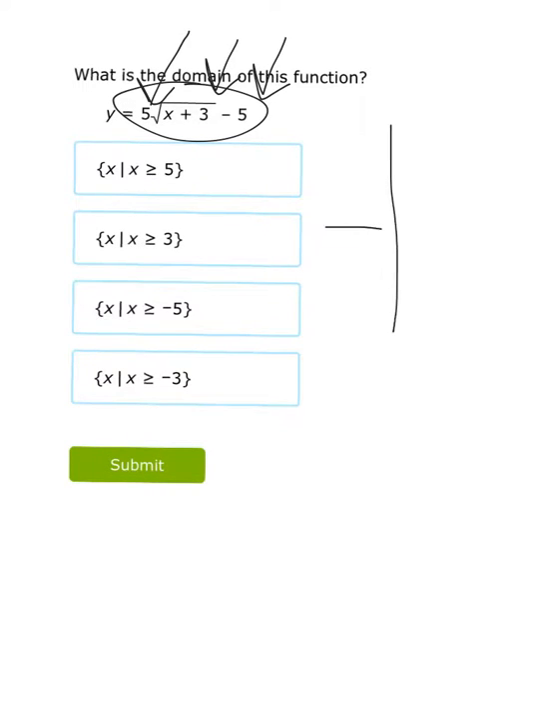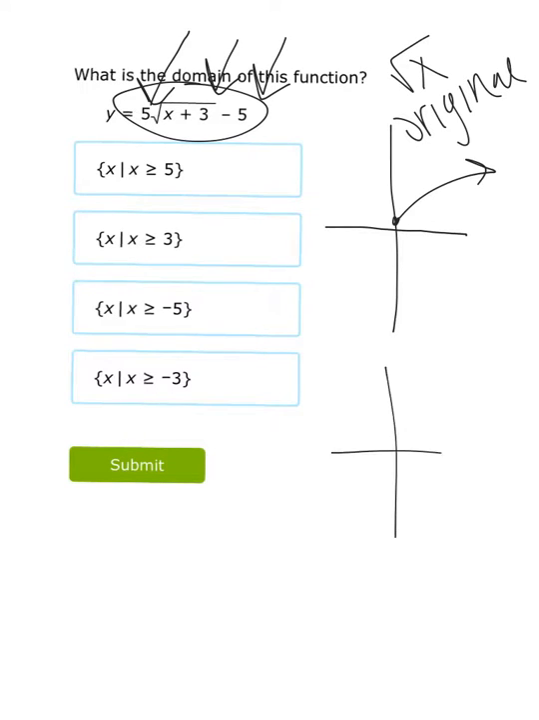So if I were to graph this, let's just start with where the initial point would be. Instead of starting at 0, 0 like the original square root of x, my new graph to match this one that they gave me would have gone left 3 and down 5. So I would go left 3 and then down 5. Maybe somewhere about right here.